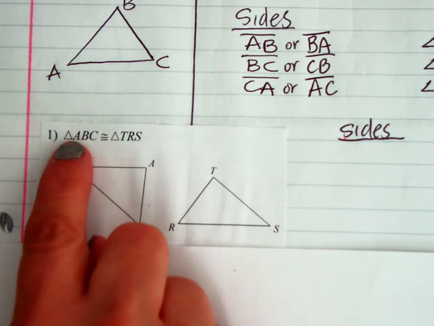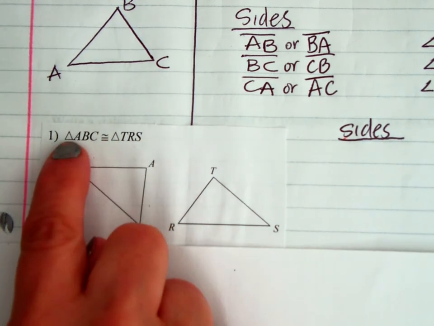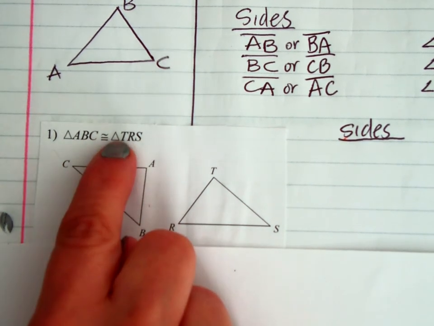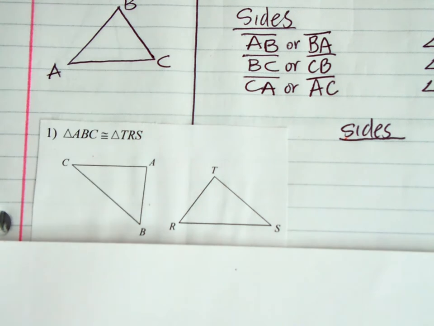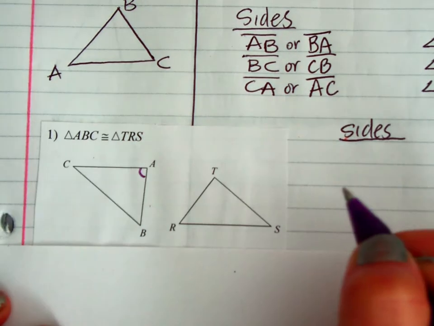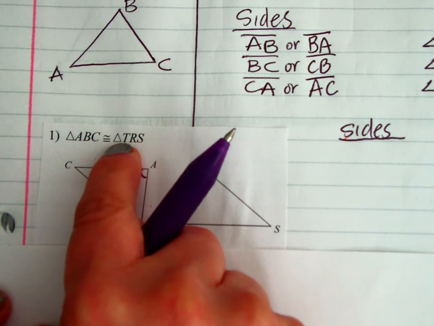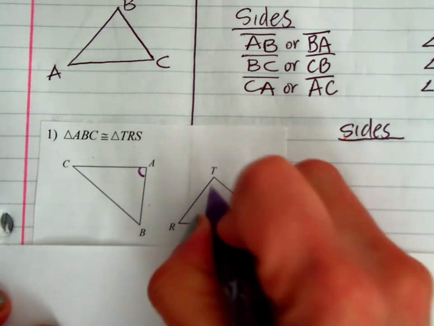So I'm going to start with angles since angles can be just one letter. Angle A is going to match up with angle T. So I'm going to go to angle A and put one mark on angle A. That first letter matches up with the first letter in that second triangle, so I'm going to put one mark here.